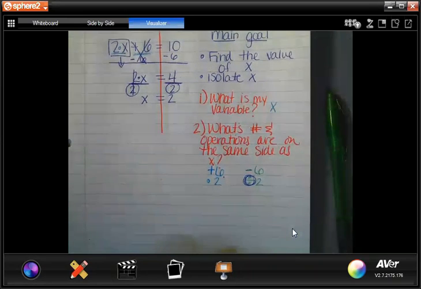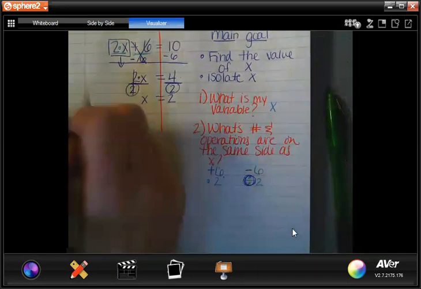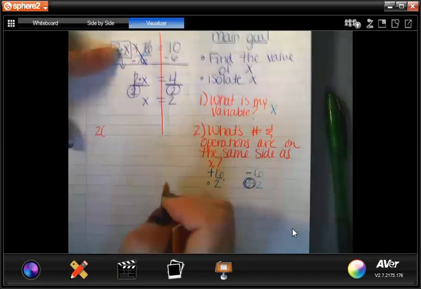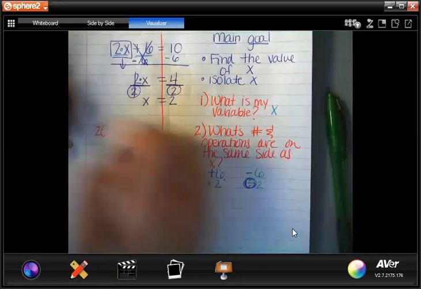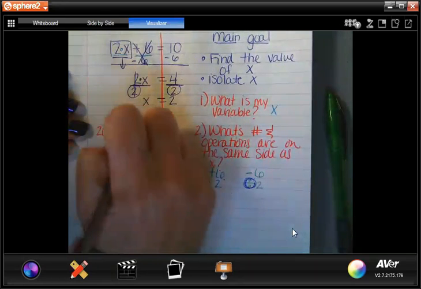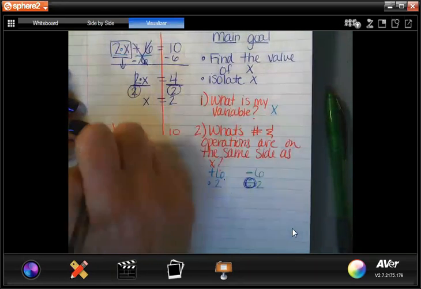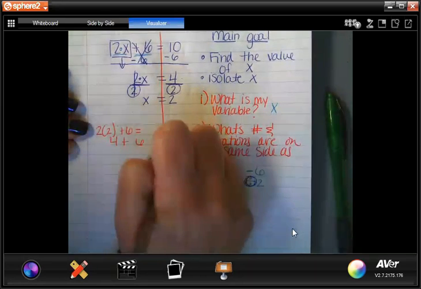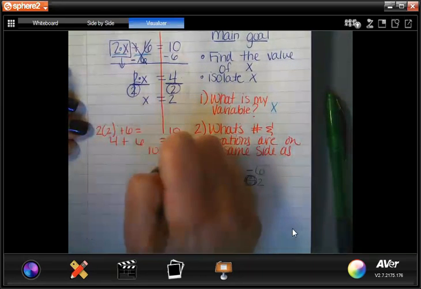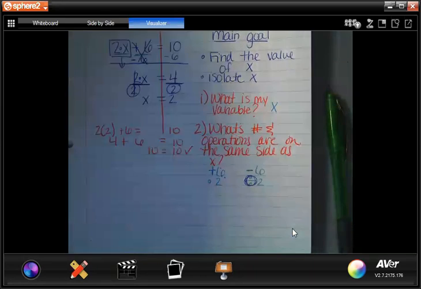Now, to check to make sure it works, plug it in. So 2 times x, oh, there's x. Oh, but x is 2. Plus 6, does that equal 10? 4 plus 6, does that equal 10? Yes, sirree, George. That equals 10.